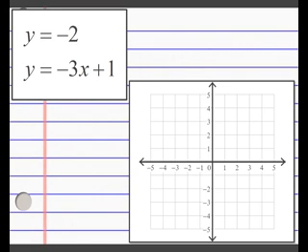Let's go ahead and move on to our next system of equations. We have y equals -2. I'm going to let that be black this time. And y equals -3x plus 1. Now if you notice, our top line does not have an x. But that's okay. We know that it should cross the y-axis at -2.